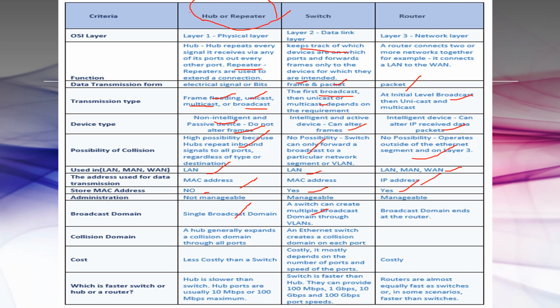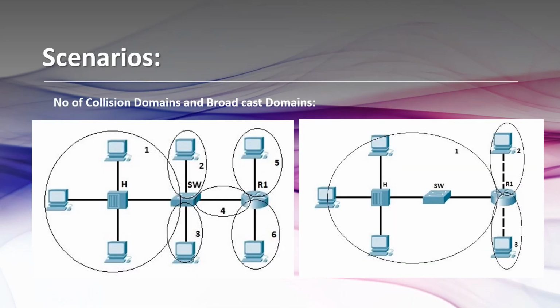And collision domain: a hub has one collision domain over all the ports, and an Ethernet switch creates a collision domain on each port. Same, a router also creates a collision domain on each port. Compared by cost, hubs are cheaper than switches, and switches are cheaper than routers, which are costlier than hubs. Nowadays switches are also more costly.